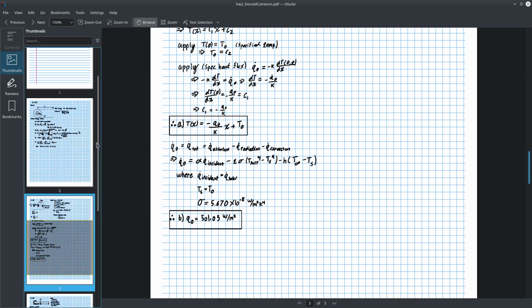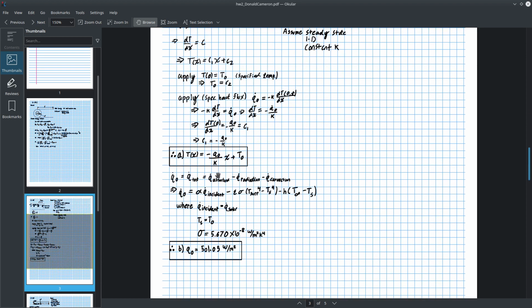And then, in order to find Q naught, we can sum up all the different Q dots that we have from solar absorption, radiation, and convection with our given information and formulas we know, including Newton's law of cooling, and that for heat flux radiation, and then solve for that Q dot naught.